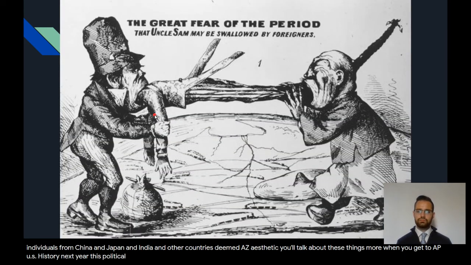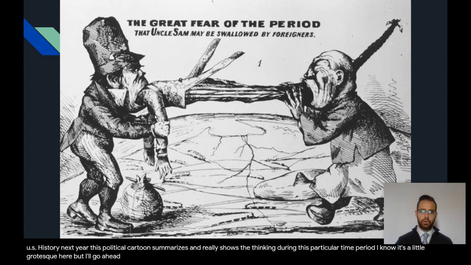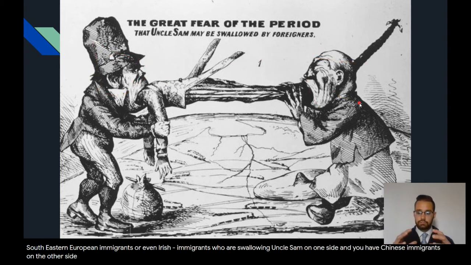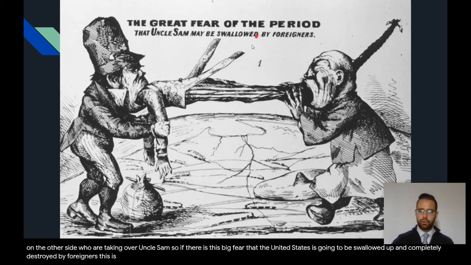This political cartoon summarizes and really shows the thinking during this particular time period. I know it's a little grotesque here, but I'll go ahead and point it out. So, this is supposed to be Uncle Sam representing the United States. On one side, you have Southeastern European immigrants or even Irish immigrants who are swallowing Uncle Sam, and you have Chinese immigrants on the other side who are taking over Uncle Sam. So there is this big fear that the United States is going to be swallowed up and completely destroyed by foreigners. This is actually where I want to take a little bit of a pause.